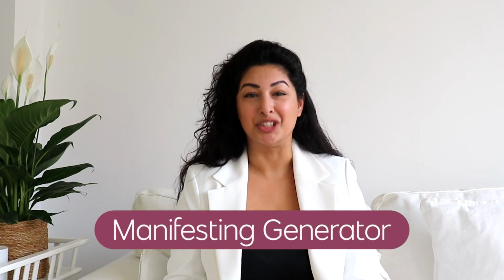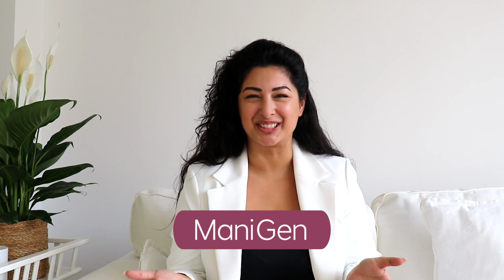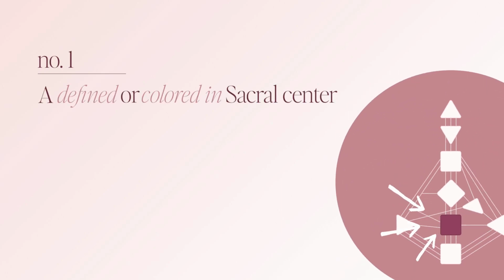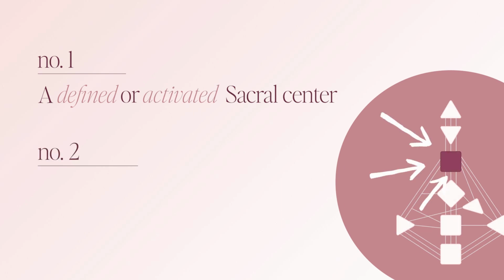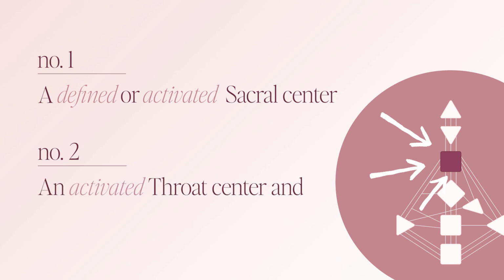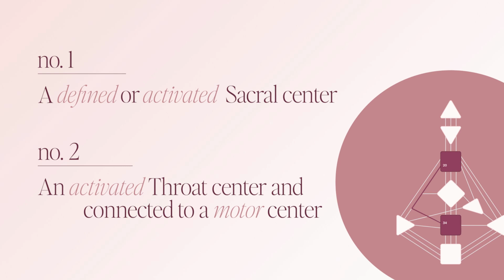The manifesting generator, or Mani-Gens, as I like to call you, is a human design type that is a hybrid between a generator and a manifester. And holding this awesome title means two things for you. It means one, that you have your sacral center defined, or in other words, colored in or activated. Yeah, I like that word, activated. Number two, it means that you also have your throat center activated and have this connected via a channel or multiple channels to a motor center.